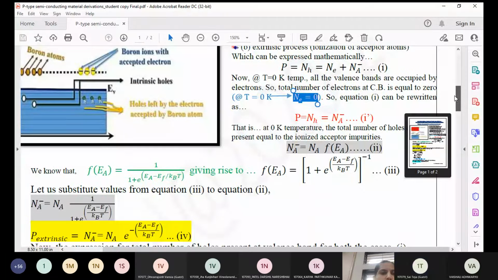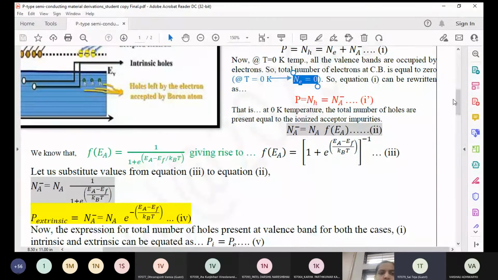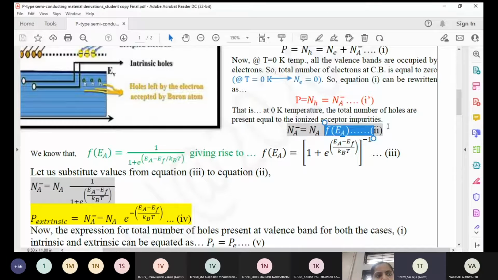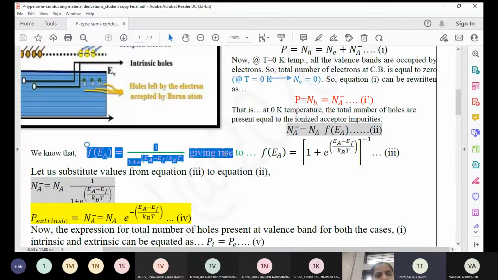Yes, Sai, continue, please. So now, for the total number of acceptor atoms, we can write it as the product of the total number of acceptor atoms which are present, multiplied by the probability of finding an electron in the acceptor energy level, which is F of EA. Then we also know that F of EA is equal to 1 by 1 plus e raised to the power EA minus EF by KBT.